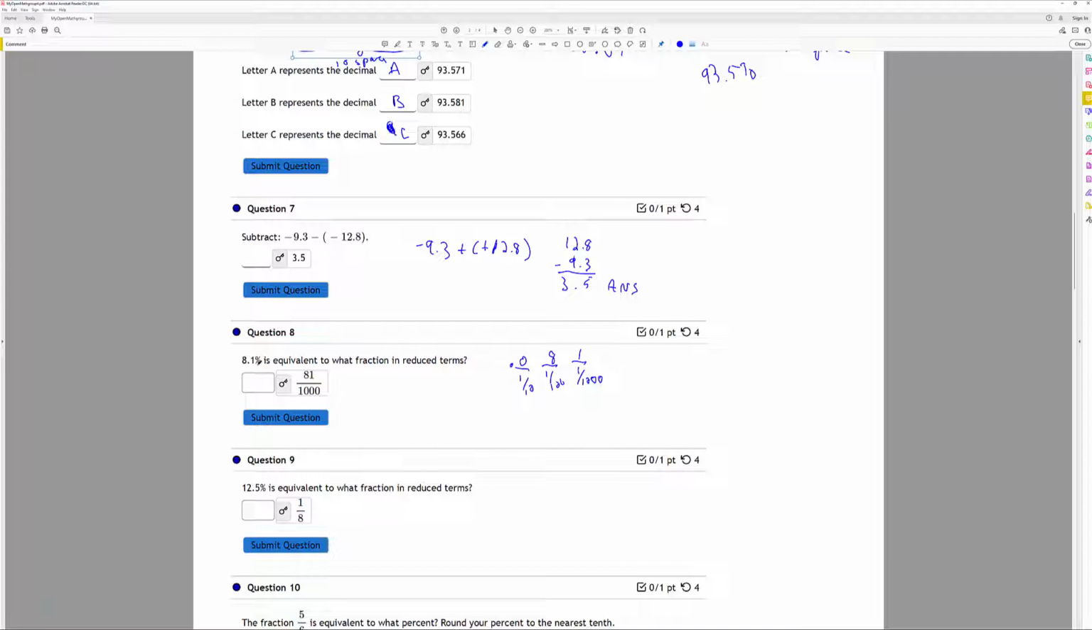And you can see that here I have 8.1% as a decimal. You would just shift the decimal place over 2 places. 1, 2. So my decimal form is 0.081. Then we can take that 0.081 and write it as a fraction. We would have 81 over 1,000. And that's the fraction form here. And that's our answer.